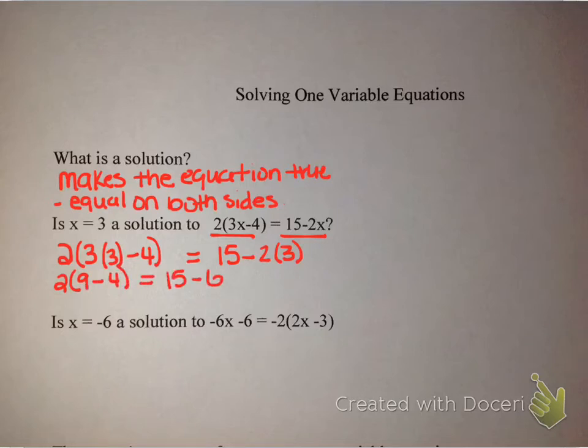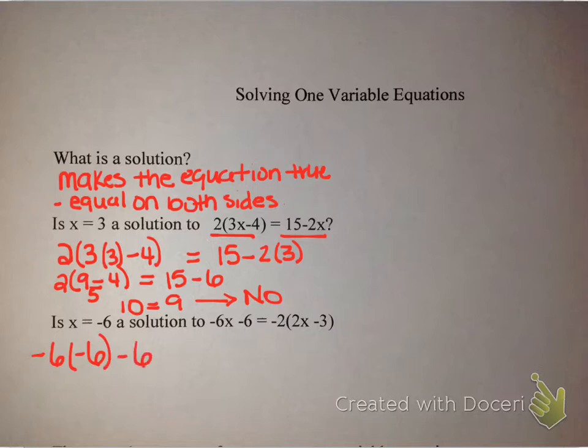We can see here that 3 times 3 was 9, and so we substituted that in, and then 2 times 3 was 6, so we essentially have this equation here. We know that 9 minus 4 is 5, so 2 times 5 is 10. So we have 10 on the left side of the equation. On the right side, 15 minus 6 is 9. So the equation basically says that 10 is equal to 9. And we know that's not true. So therefore, 3 is not a solution to this equation.